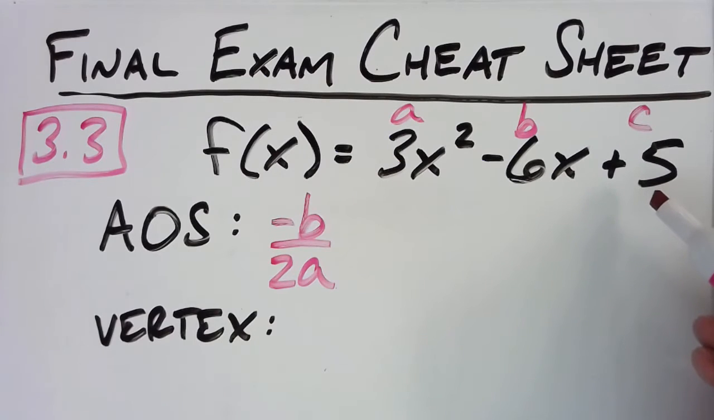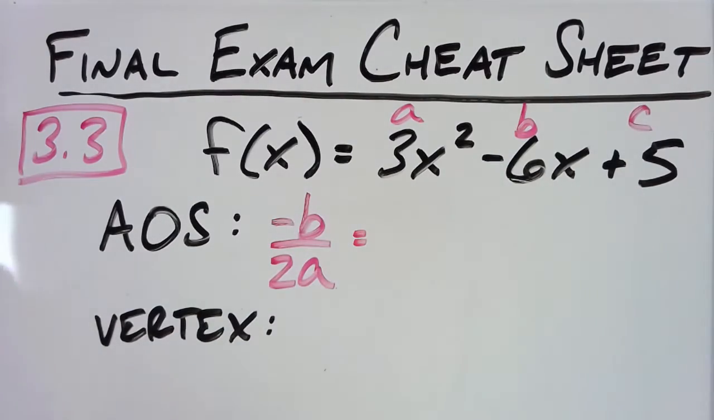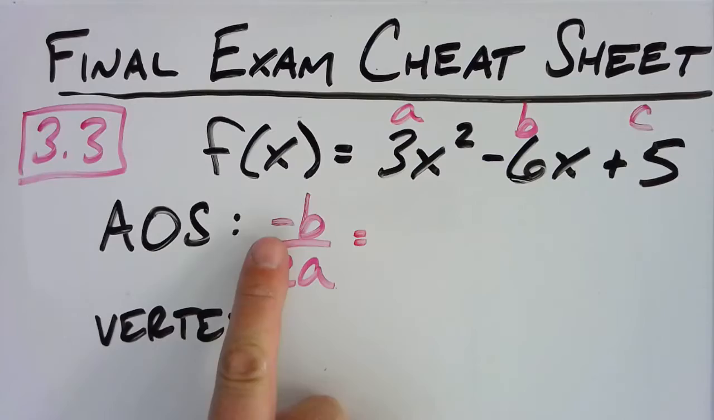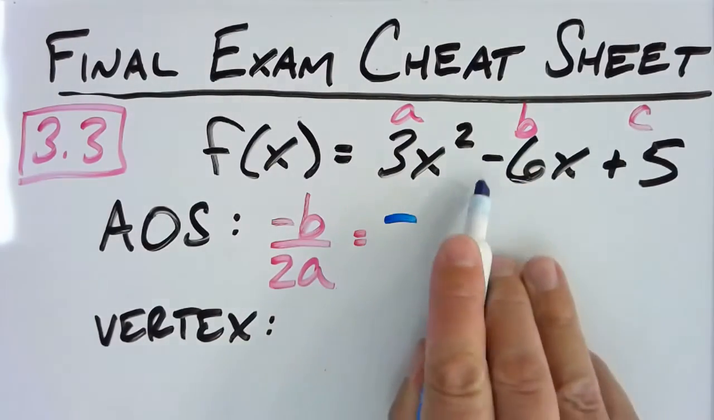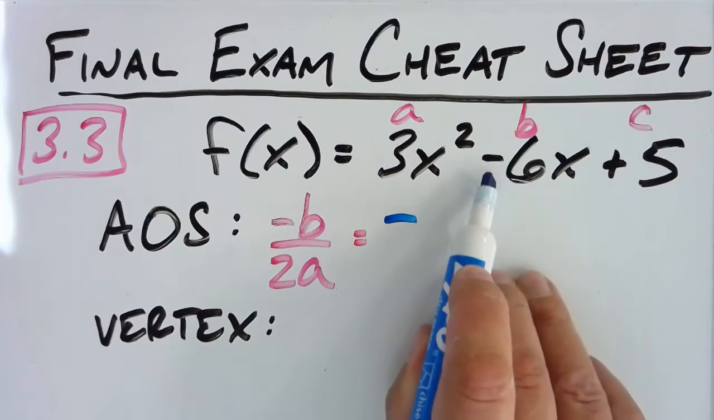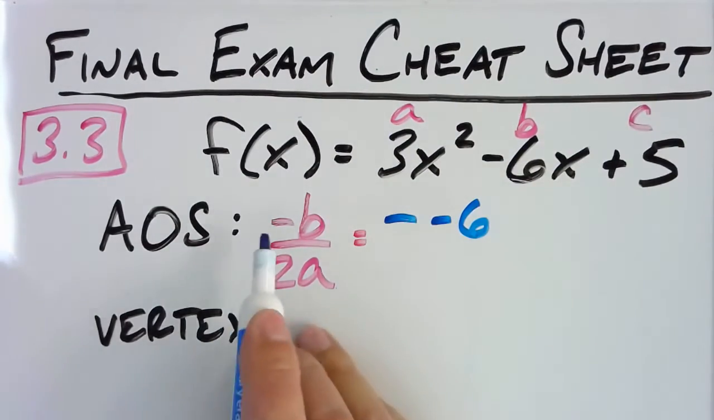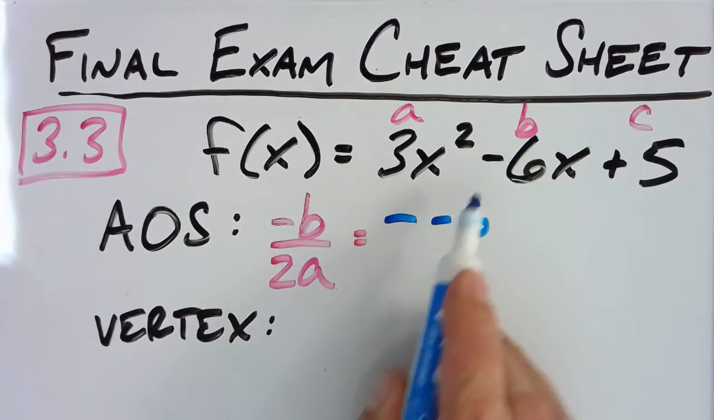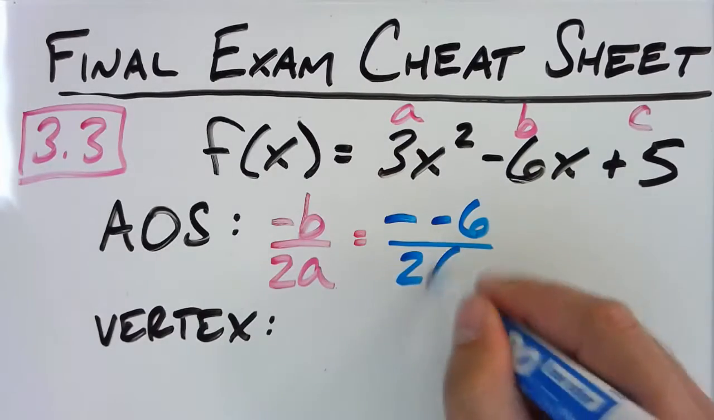Again, we don't need it necessarily for axis of symmetry. All right, well, let's just plug this stuff in directly. I always take the time to write that negative sign, just in case. So B here is this negative 6, so that's a negative 6, all over 2 times A. A here is that positive 3.